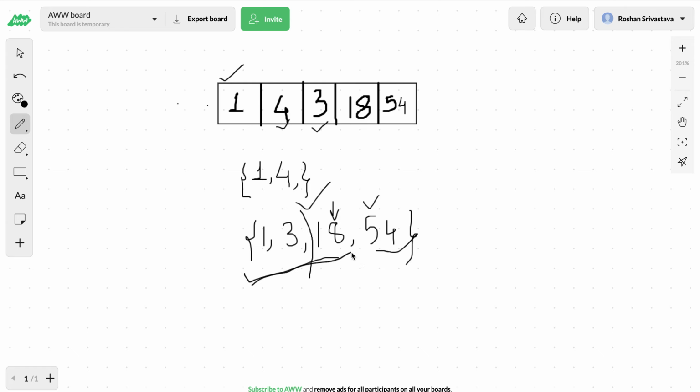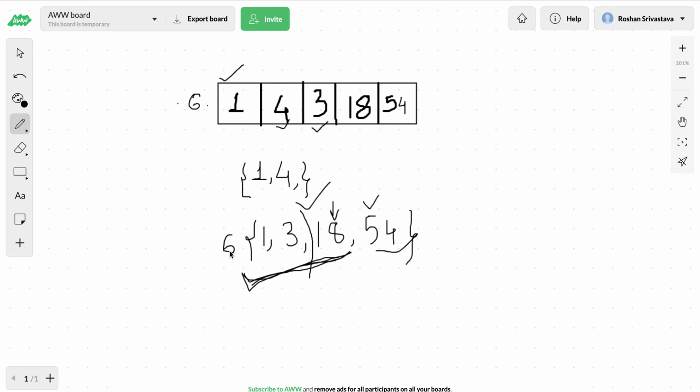So this is a part where we need to make a key observation here: why do we need to check for all the elements? Because there might be some other element. For example, in this case we could have had 6 as well. So if 6 was here, 6 is dividing 54, so 6 could have also been an answer.